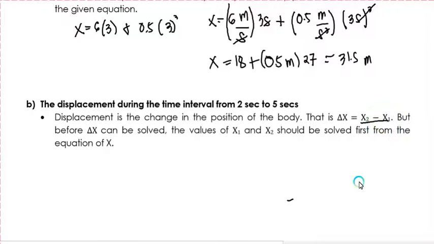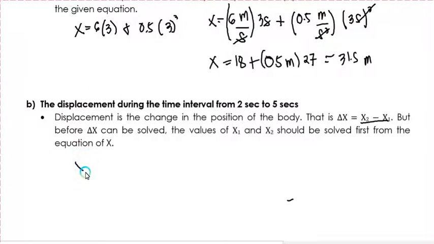But before we can solve our change in position, or x sub 2 minus x sub 1, we need to solve the values of our x sub 1 and x sub 2, based on our equation. So how do we do that? We are going to substitute the value of our time into our given equation. So, still the same, we can just do it directly.